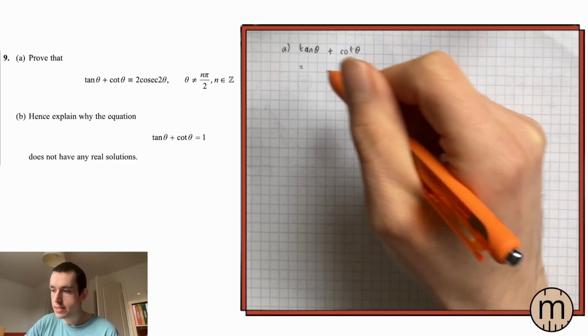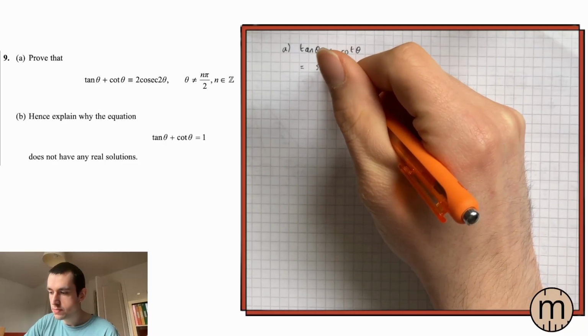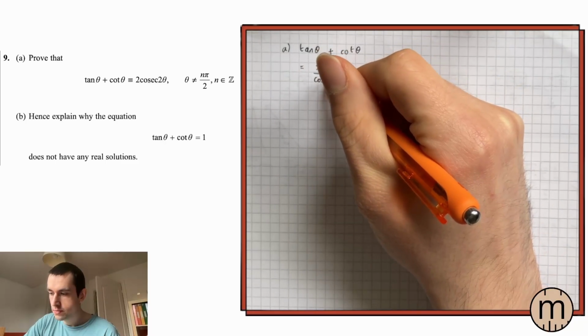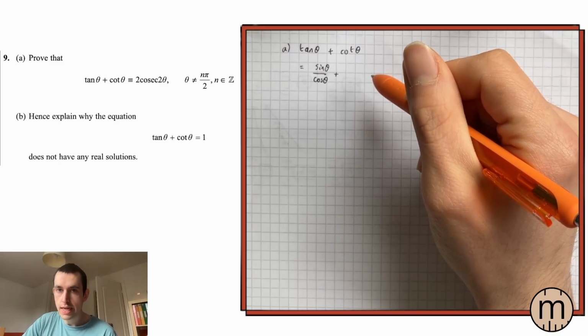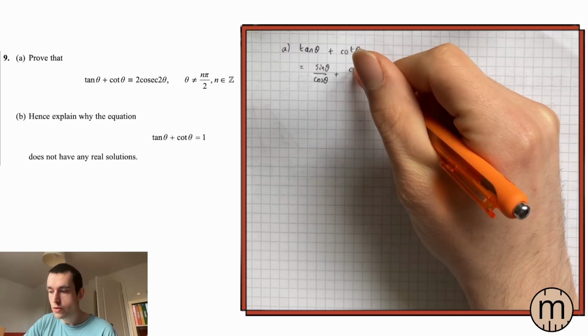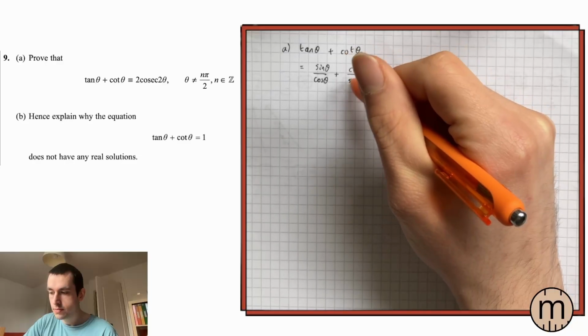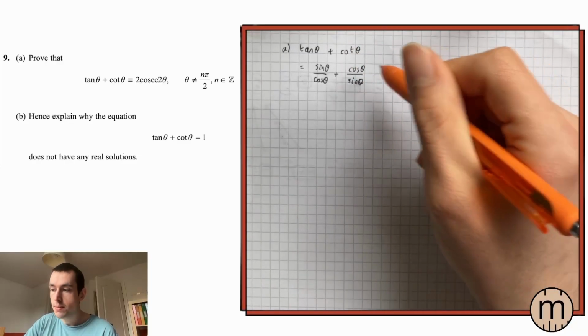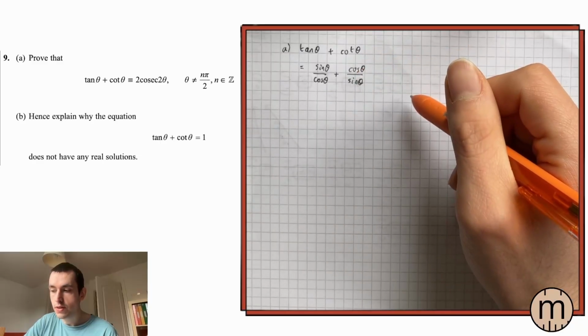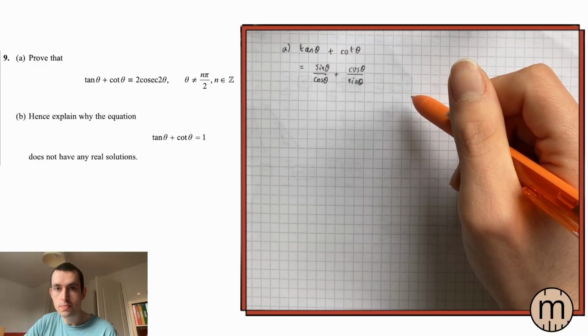What do we know about tan theta? That is sine over cos. What do we know about cot? It's 1 over tan, but it's also cos over sine. It probably will be possible if you do 1 over tan, but I believe writing it in terms of cos and sine is going to be much more helpful.